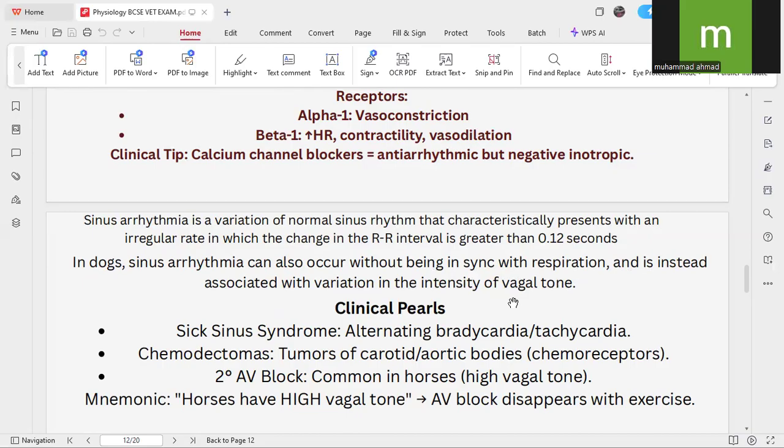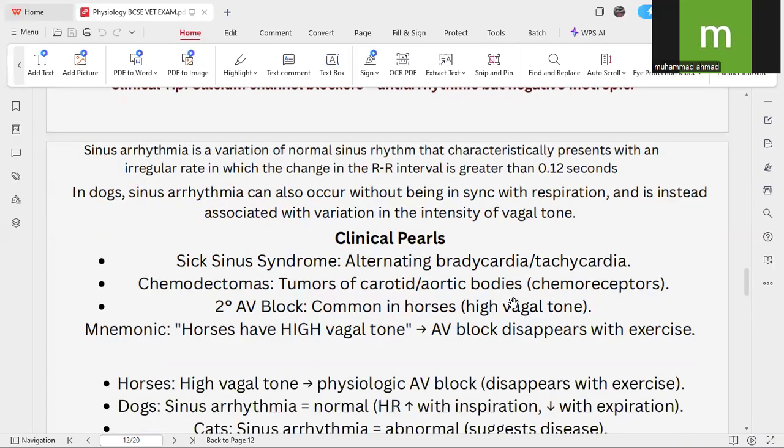When vagal tone increases, the movement of the digestive system increases, and normal function of the body increases. So whenever vagal tone increases, the sinus arrhythmia in the dog's pulse also increases. Clinical pearls involve sick sinus syndrome, alternating bradycardia and tachycardia, chemodectomas, tumors of the carotid and aortic bodies. This is important.